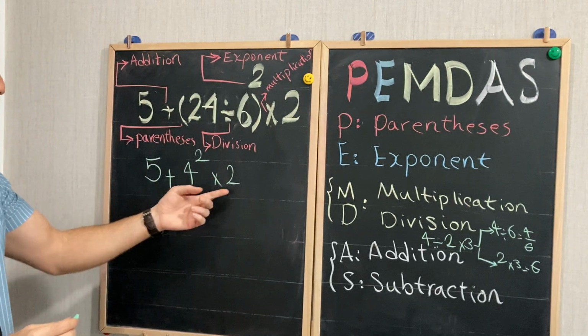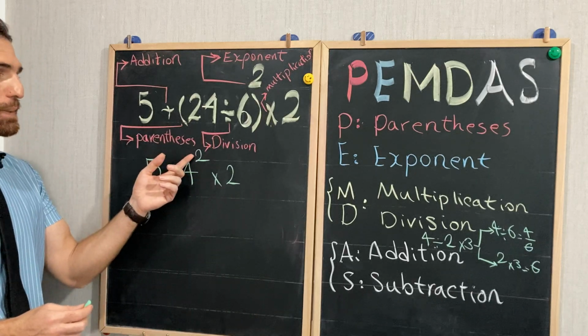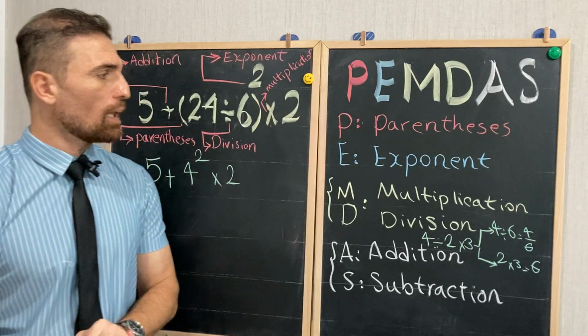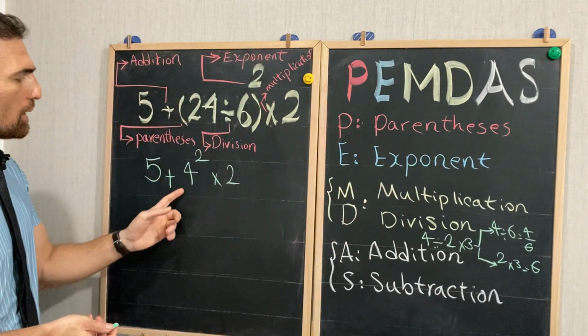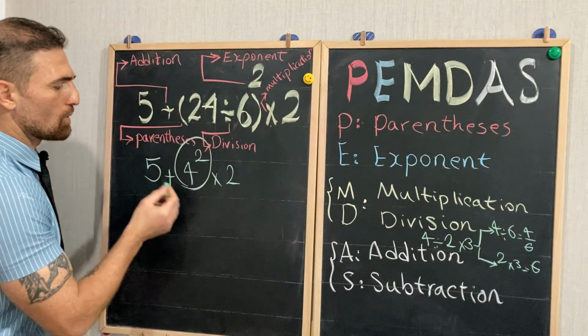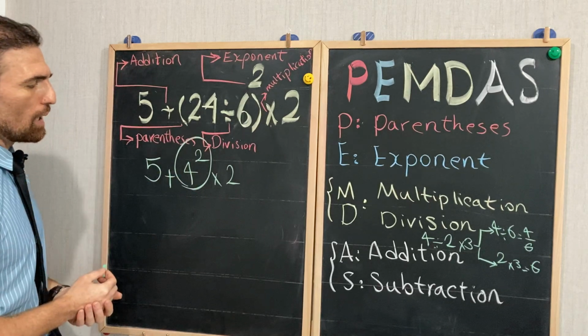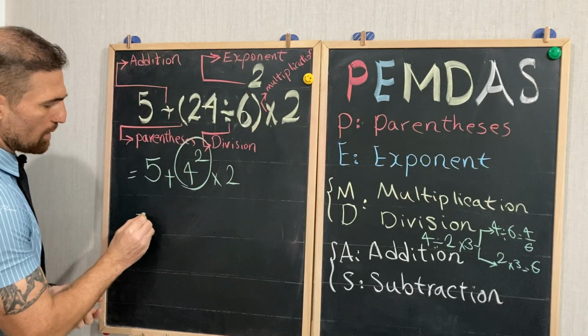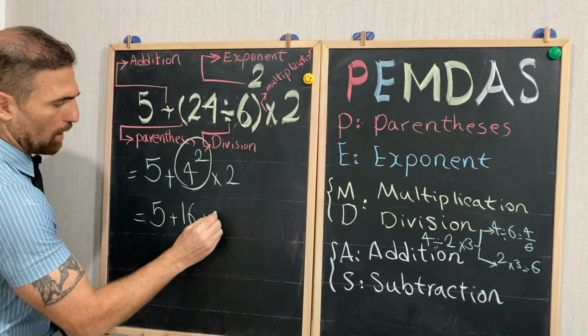Okay, what should we do now? We have addition, multiplication, and exponent. The second place belongs to exponent, so we need to work with the exponent. As you know, 4 to the power of 2 equals 16. Therefore, it's going to be 5 plus 16 times 2.